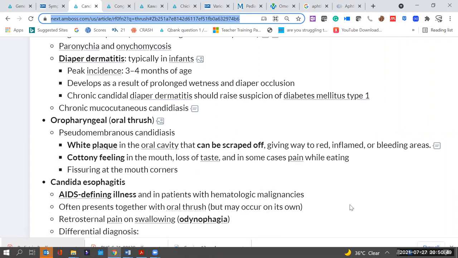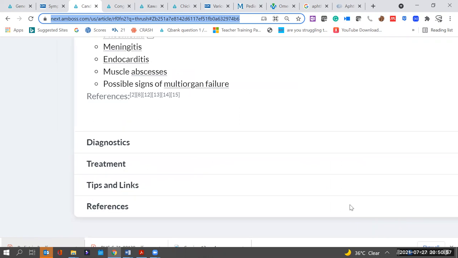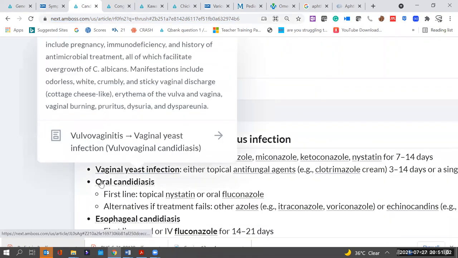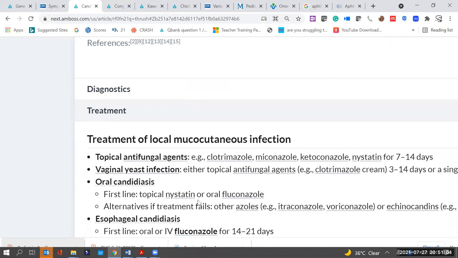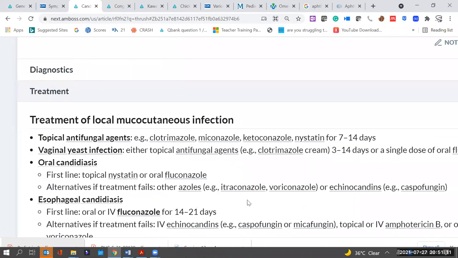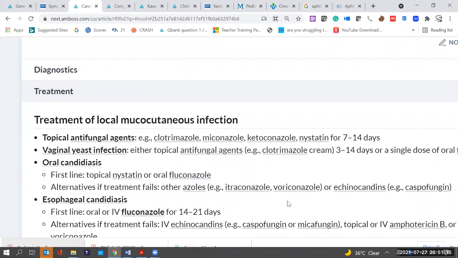And of course, it's a fungal infection. You will give an antifungal, most likely oral nystatin drops. They have mentioned every kind of candidiasis here, but for oral candidiasis, the first line is topical nystatin, must remember, or you can give an oral fluconazole tablet also. As an alternative, if treatment fails, you can go for any azole, itraconazole, voriconazole. These are all antifungals you can give, but most of the time it will be topical nystatin.